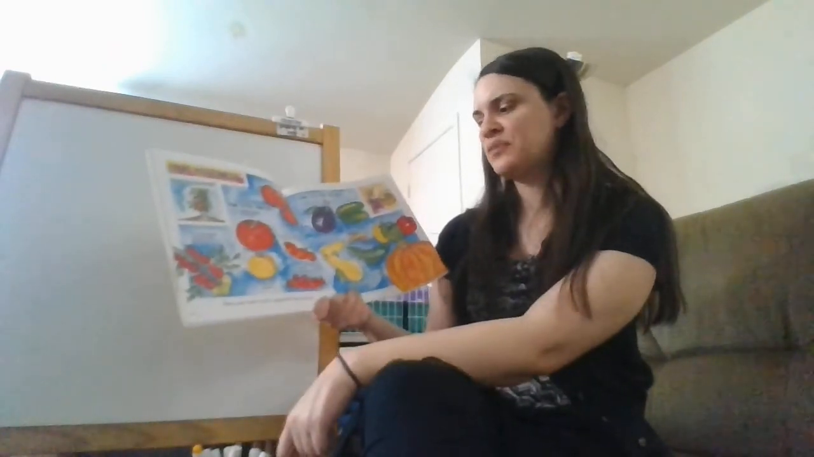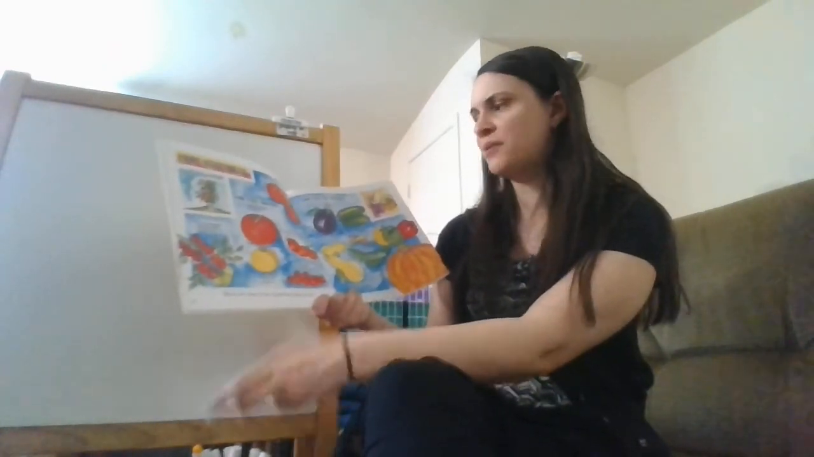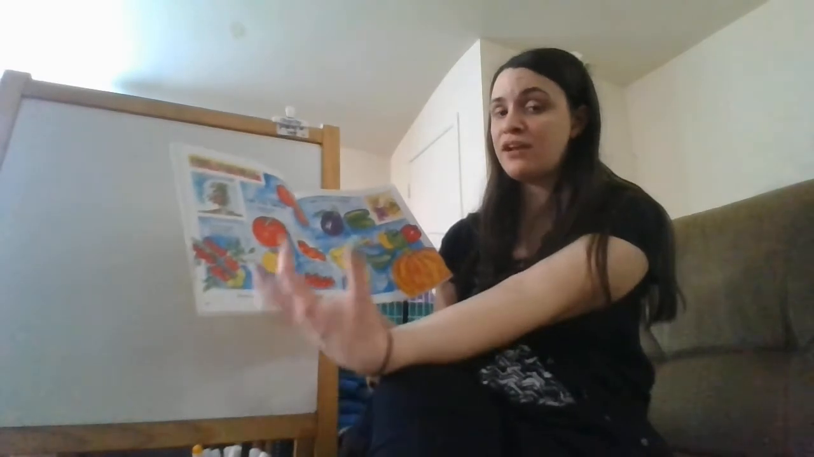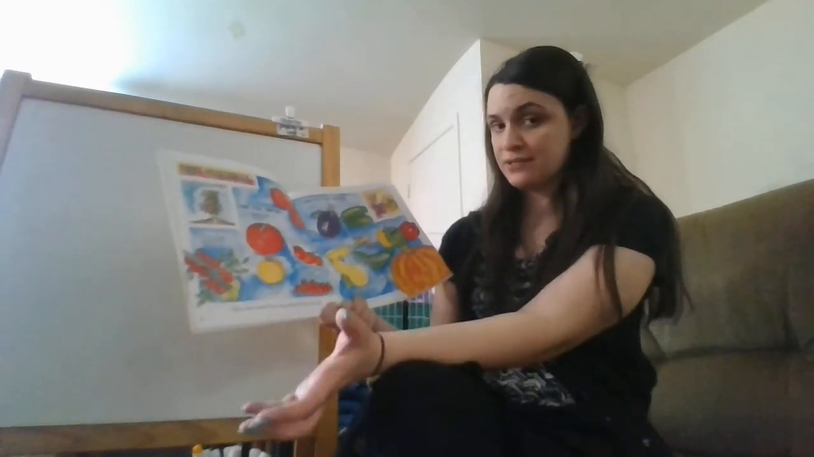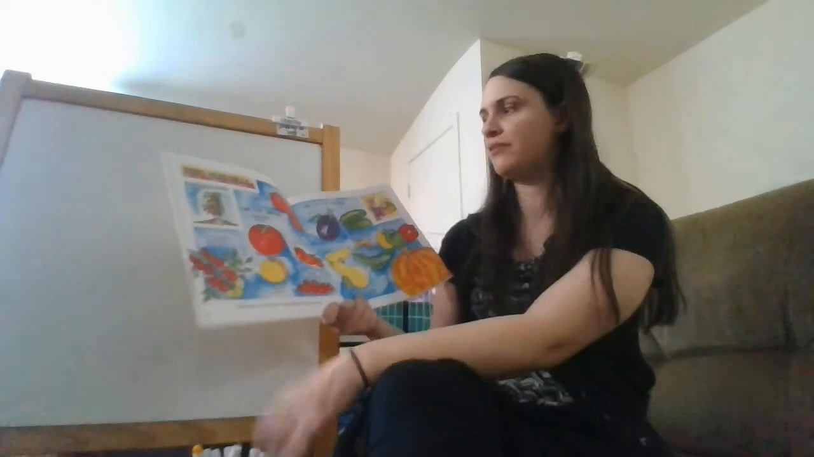Fruit vegetables. Here are some fruit vegetables we eat. So remember, anything that has seeds in it is a fruit, even if we eat it like a vegetable. If it has seeds, it's automatically a fruit.